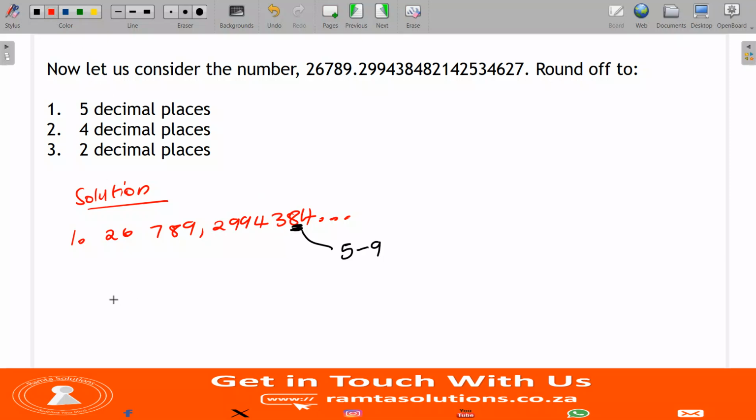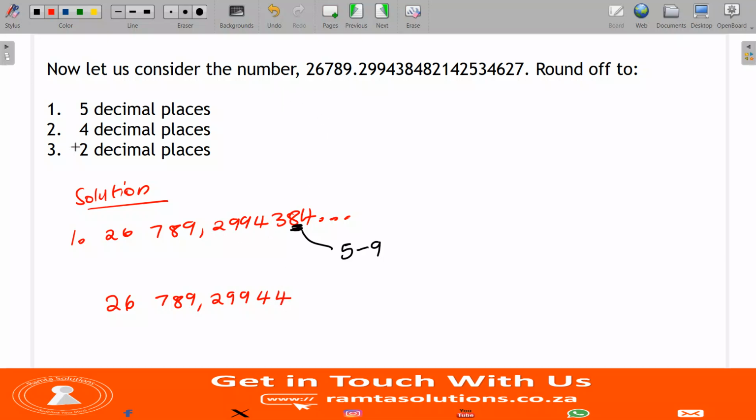So this then becomes 26,789 comma 2994. Remember, it increases by 1 because the 6th decimal place was between 5 and 9. So the 5th decimal place will increase by 1. You see, it's no longer 4-3, but now 4-4. Okay, and this is how we do it.